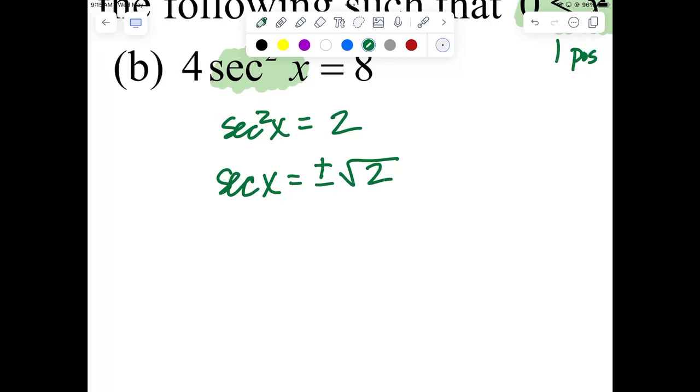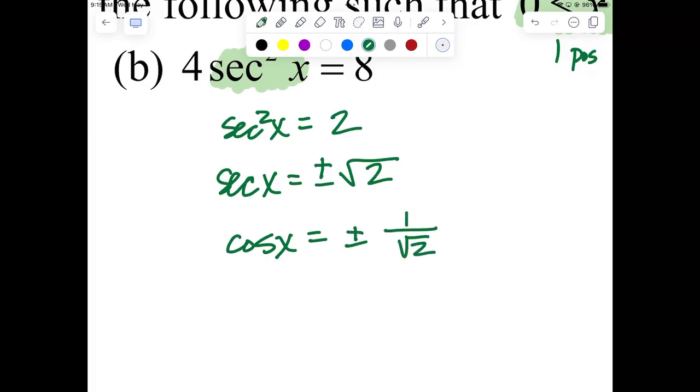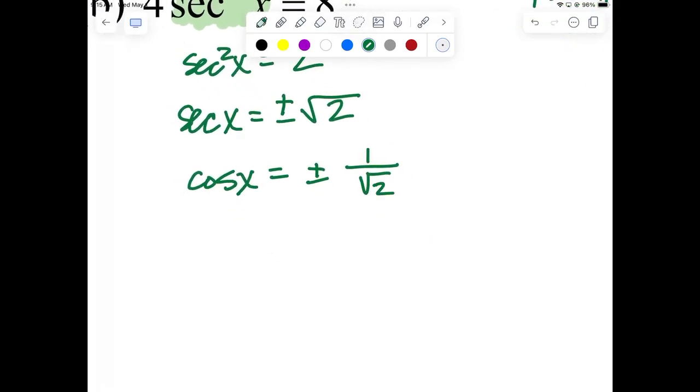Flip them. Yeah. If the secant ratio is plus or minus the square root of 2, then the cosine ratio must be plus or minus 1 over the square root of 2, because cosine and secant are reciprocals of each other. If I rationalize that, plus or minus 1 over the square root of 2 is plus or minus square root of 2 over 2. And now I'm back on solid ground. I have a firm footing here.